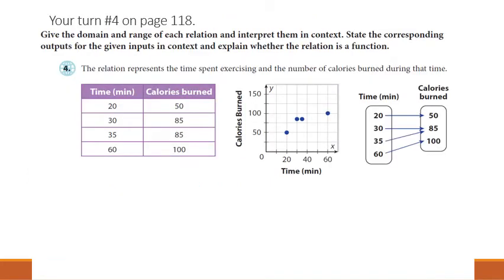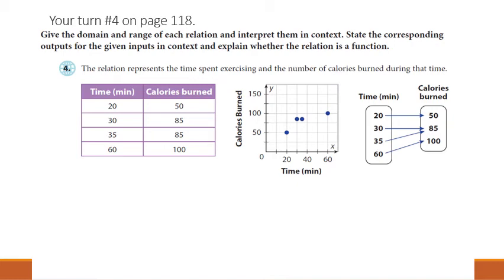Now it's your turn to try one. Please go to page 118 and number 4. On number 4, you are asked to give the domain and range of each relationship and interpret them in context, state the corresponding outputs for the given inputs in context, and explain whether the relationship is a function. So, in a moment, I'm going to ask you to pause your video. Pause the video, work on it, and then come back, play the video again, and see how you did. Pause the video now. All right, welcome back.